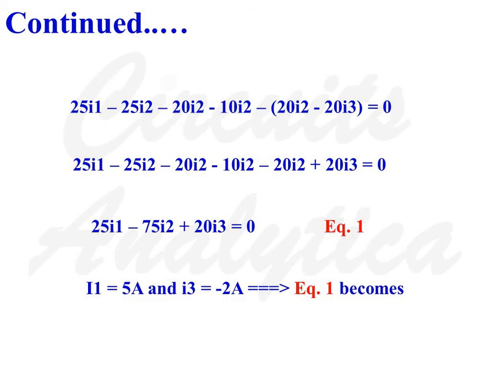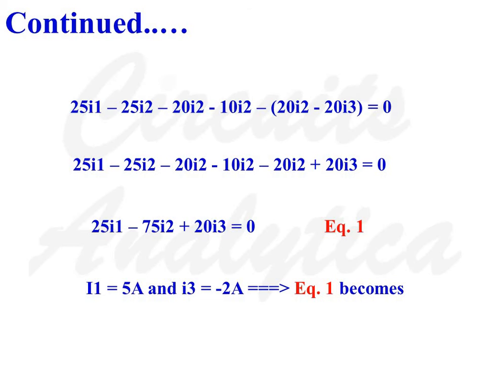Opening the brackets, we will get 25 I1 minus 25 I2 minus 20 I2 minus 10 I2 minus 20 I2 plus 20 I3 is equal to 0. Finally, we can write 25 I1 minus 75 I2 plus 20 I3 is equal to 0. Equation number 1.